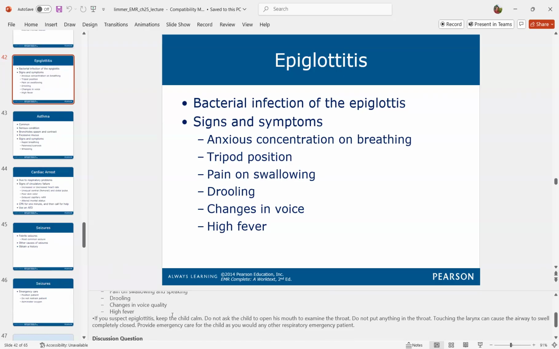Actually touching the larynx or their voice box can cause the airway to completely swell up and close. So it's kind of a scary situation when it comes to epiglottitis. But provide care for a child as you would any other respiratory patient. So oxygen, blow-by oxygen if you have to. If you're suspecting epiglottitis at all, if they're leaning forward in that tripod position, drooling, etc., and they have a fever, be very careful with examining that one.